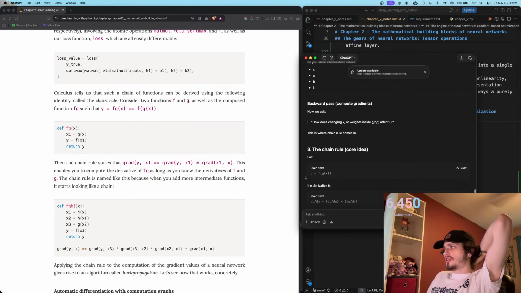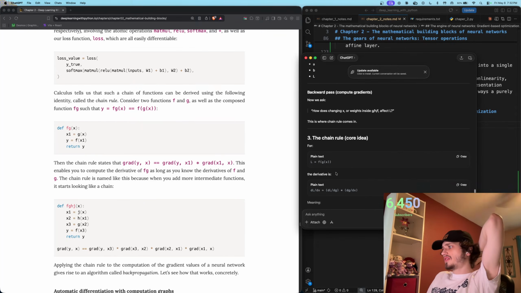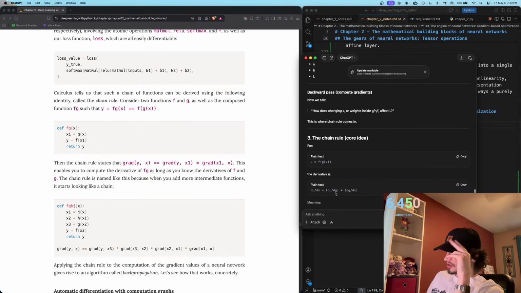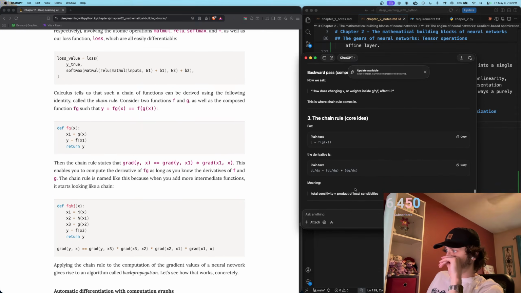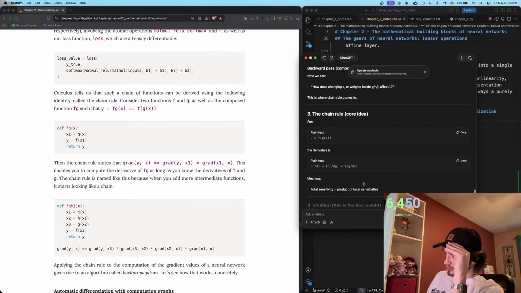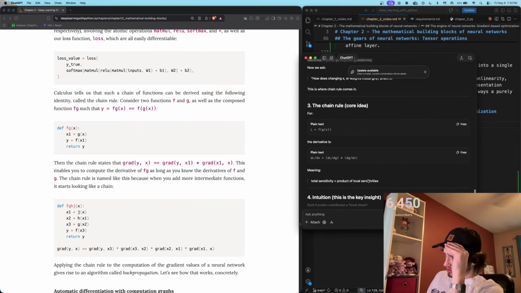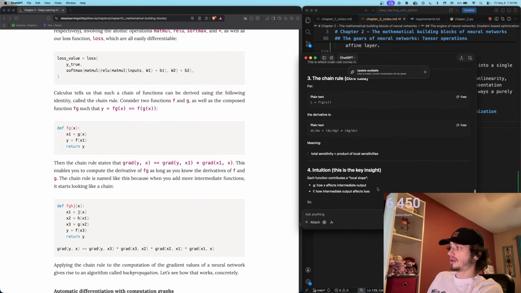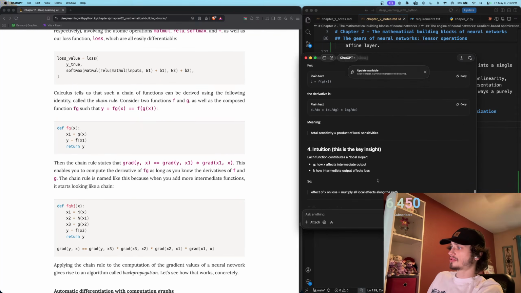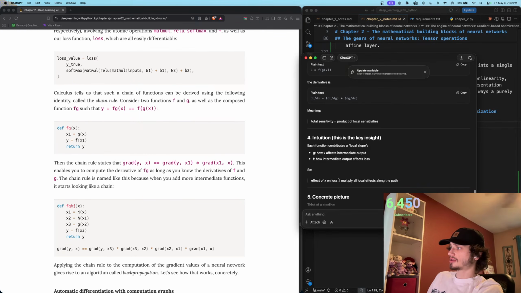So we have the loss equal to f of g of x. The derivative of this is the derivative of the loss over the derivative of g, times the derivative of g over the derivative of x. Meaning total sensitivity equals the product of local sensitivities. Intuition: each function contributes a local effect, how x affects the intermediate output, and how the intermediate output affects the loss. So the effect of x on the loss equals the product of all local effects along the path.